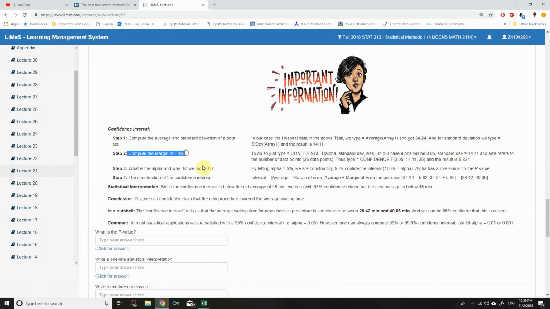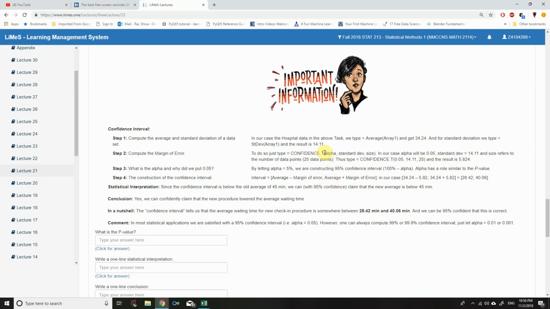Step 2: compute the margin of error. The margin of error is simply equals CONFIDENCE.T with alpha, standard deviation, and size. What is alpha? Alpha is 5%, that is 0.05. Standard deviation we have already computed, which is 14.11, and size is the total number of rows, which is 25 data points.